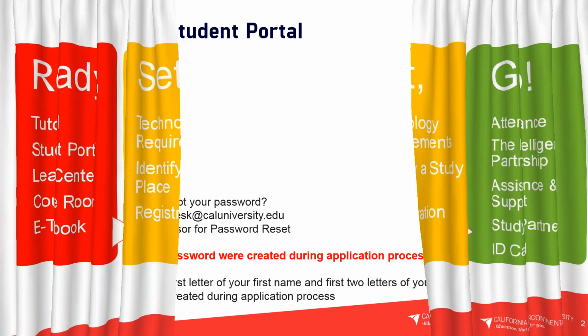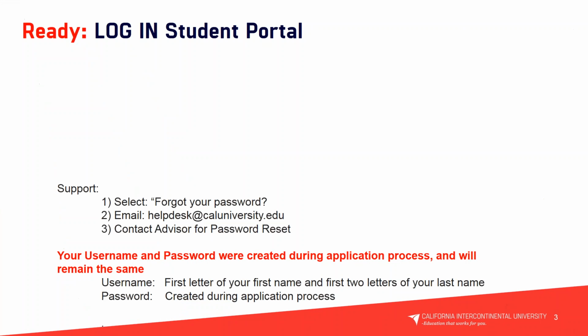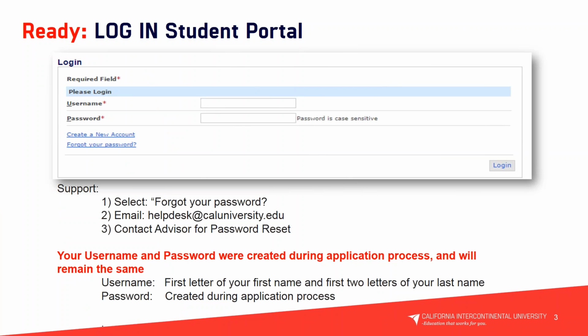Let's talk about logging in. For some of you, you've already begun logging into the student portal. If you have been enrolled officially into CIU, then you already have a student portal account officially active. And if you created an application, which all of you have as an enrolled student, you're using the password we created during the application process. It will remain the same during your tenure here at California College University.